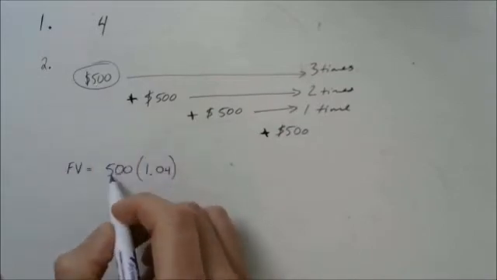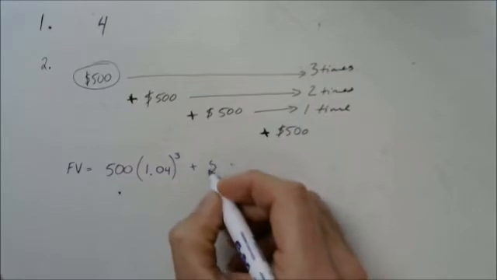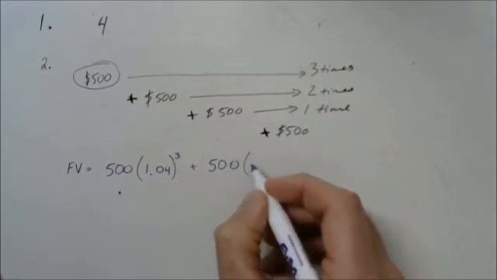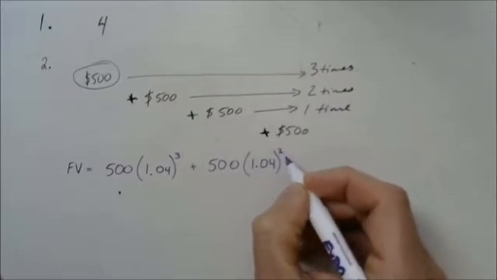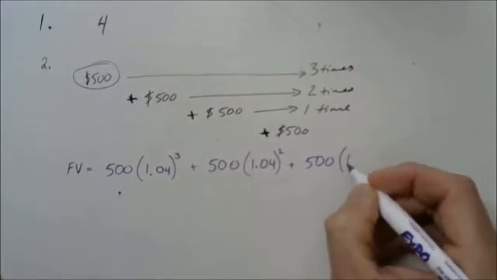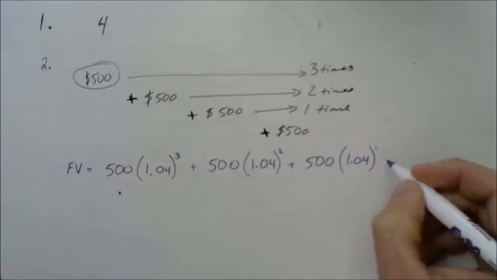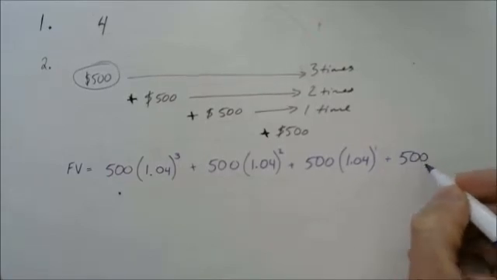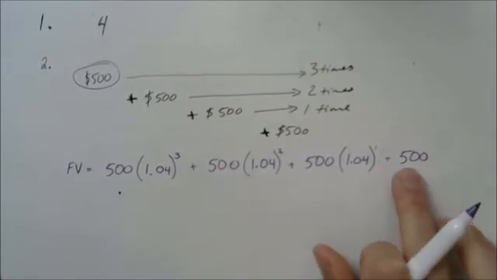This first $500 is going to be compounded 3 times. Okay? The next $500 is going to be compounded at 4% 2 times. The next $500 from grade 11 is going to be compounded by our 4% 1 time. And the next one is not going to be compounded at all, but he's going to get that $500. So you could see how it would be 1.04 to the power of 0. Anything to the power of 0 is 1. Anything times 1 is just itself.